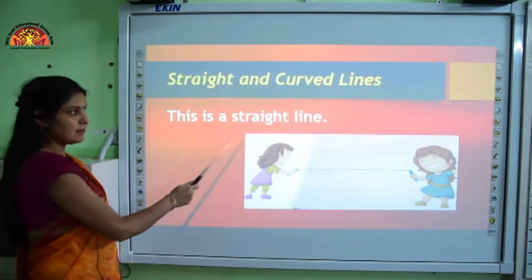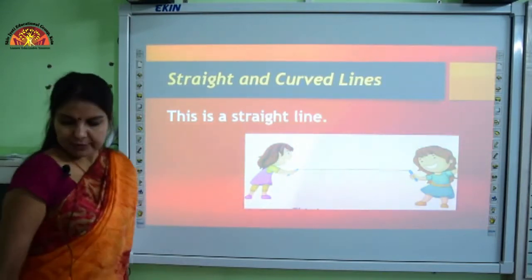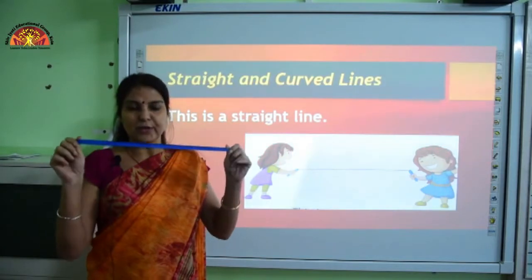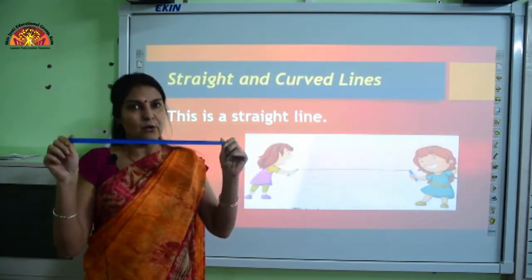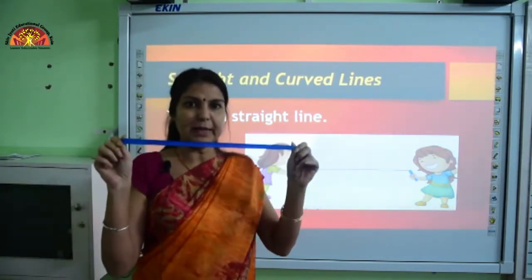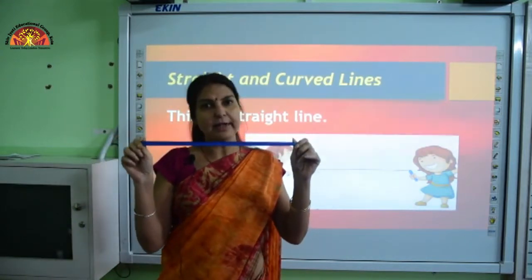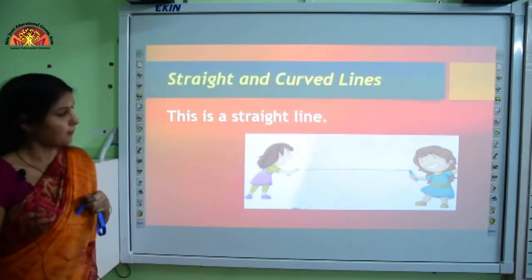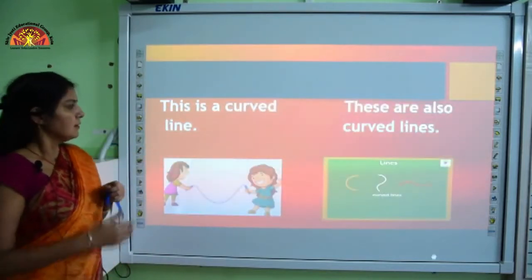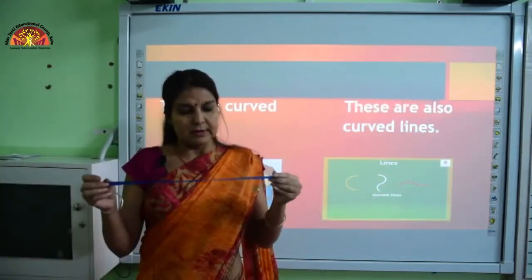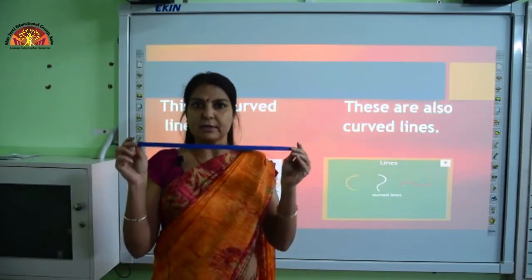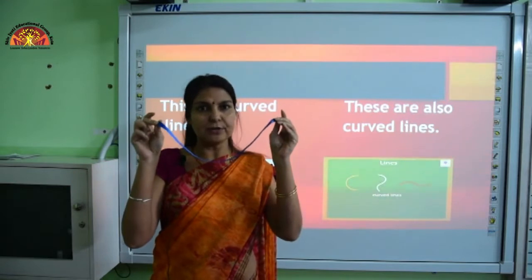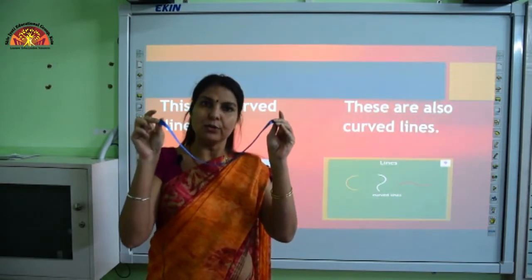Children, this is a straight line. Now I am giving you an example. Take a ribbon and hold it in both hands tightly. Now it looks like a straight line. Now loosen it a little. Now it is not straight, it is curved.